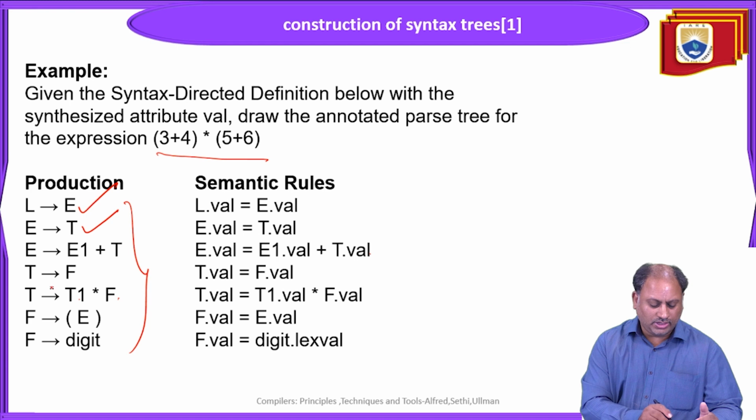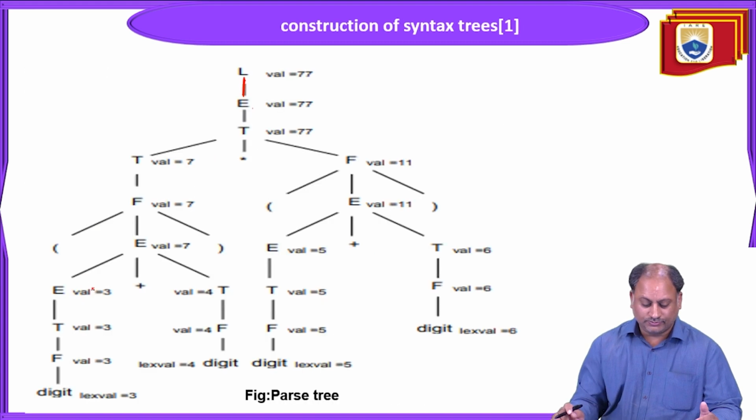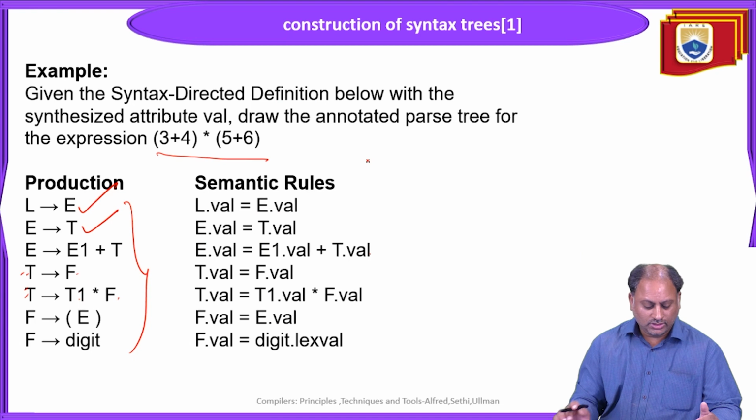So this T may contain two rules. We can consider either this one or this one. So here we will consider T star F. That's why I have taken capital T star F. Why? Because it leads to the further derivation of the corresponding string. That's why we have to consider this one, and the second one is to be used for the later part.